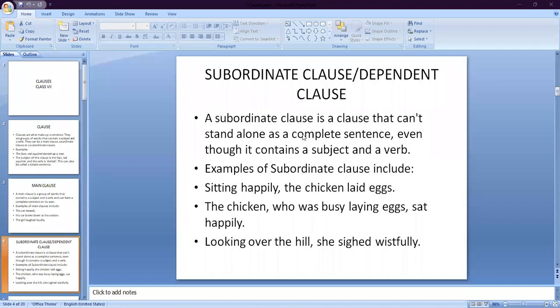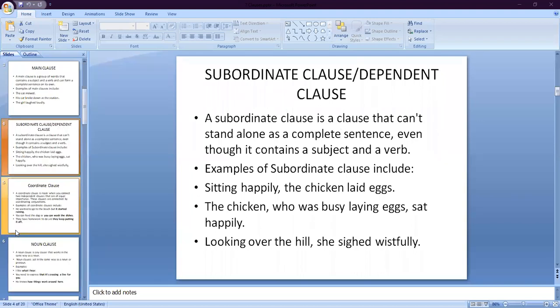So a subordinate clause is a clause that can't stand alone as a complete sentence even though it contains a subject and a verb. Sitting happily in itself is fine, but with the chicken laid eggs, you have to have the subject and verb, and it is dependent on whom? The main clause.